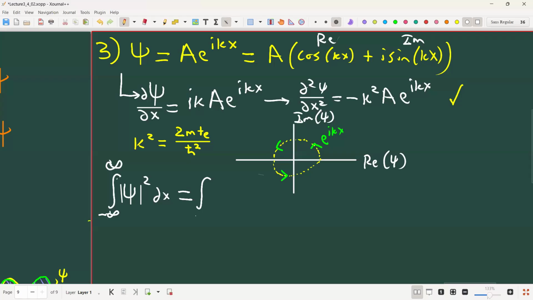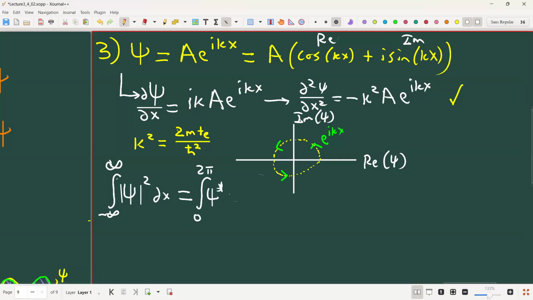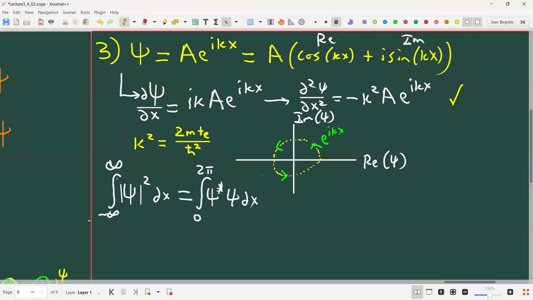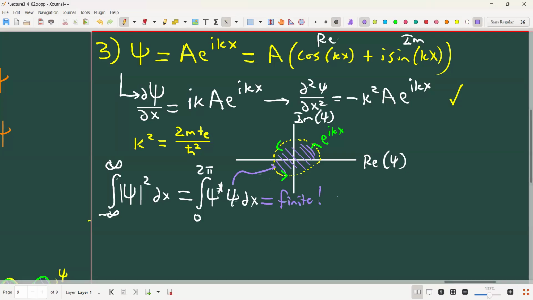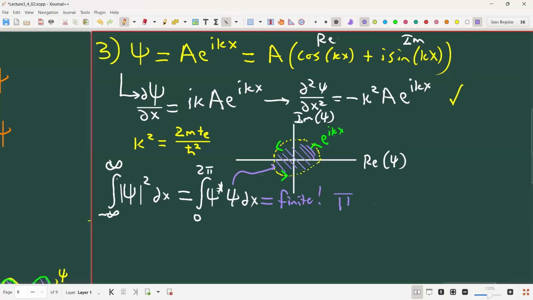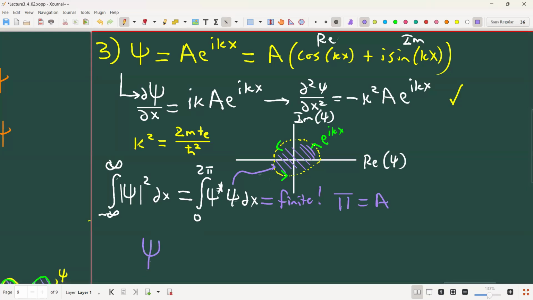So this is the same as 0 to pi of psi. Well, it's imaginary, so we need to write psi star psi dx. And that is just the area inside the circle, and that's finite. What's the surface area of a circle? Pi r squared, right? So this has area pi. So we can actually write a wave function that's normalized.